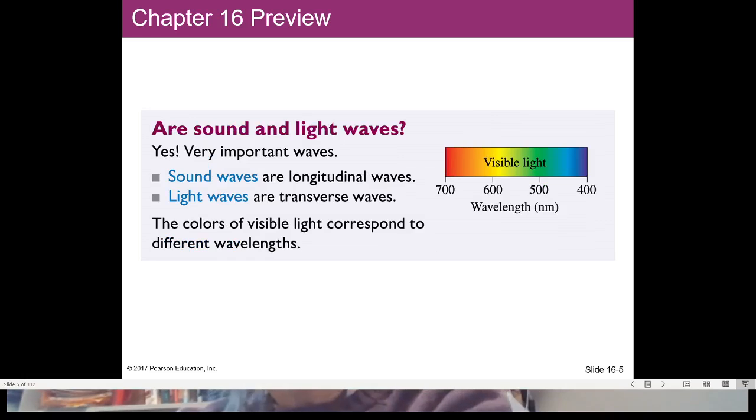Okay, we're also going to talk about particular kinds of waves. We're going to talk about waves on a string. We're also going to talk about sound and light, and those are also kinds of waves. The sound waves are longitudinal waves, and light waves are transverse waves. So we have very important examples of both kinds of waves: waves where the direction of travel is in the same direction as the disturbance, and waves where the direction of travel is perpendicular.